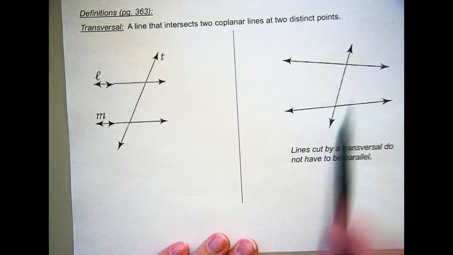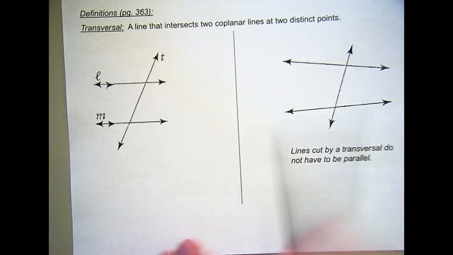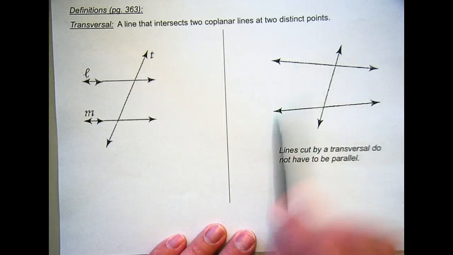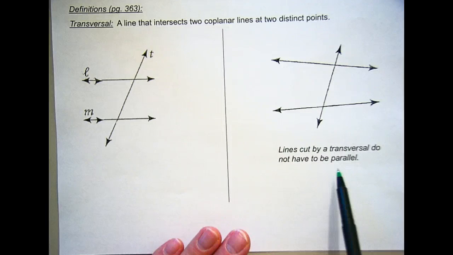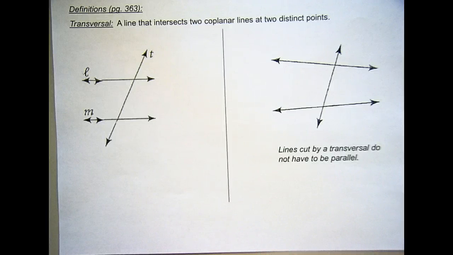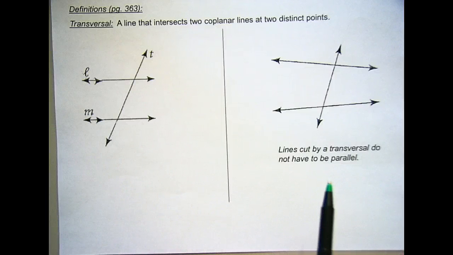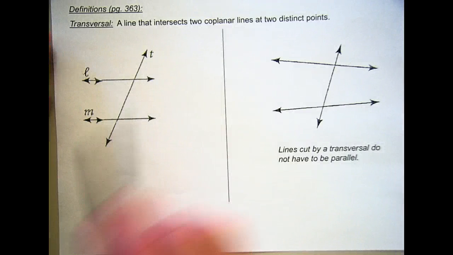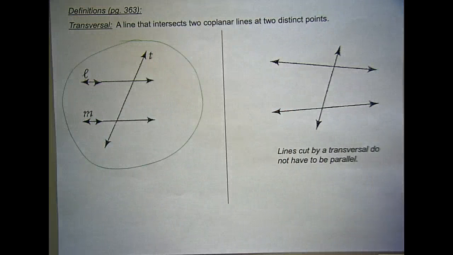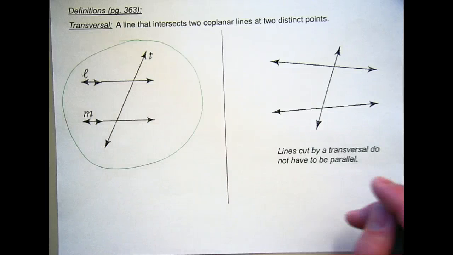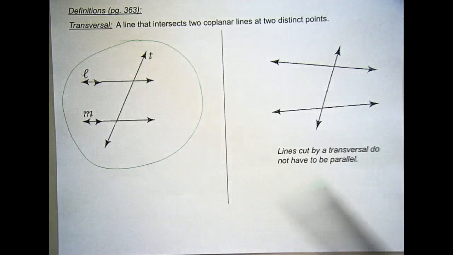This is also a transversal, however, these are not parallel lines. That's a big deal. This is a transversal, these aren't parallel lines. The lines cut by a transversal do not have to be parallel. However, the special properties that we talk about, having congruent angles and supplementary angles, are only formed with a transversal that cuts through parallel lines. So this is the picture we are going to be referencing tons in geometry this year. This is just, hey, that's a transversal. All right. Now we're moving on.